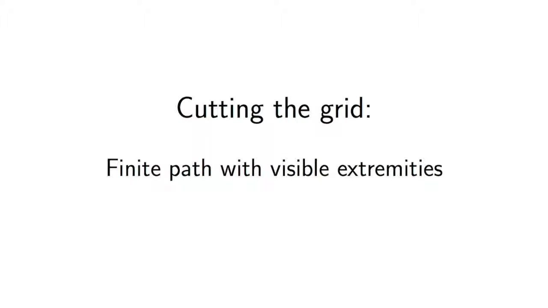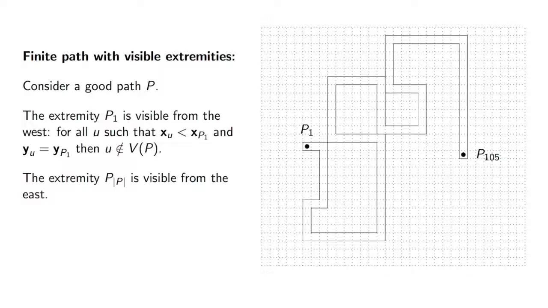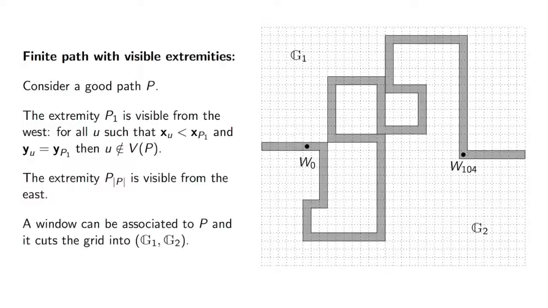It is possible to make several combinations of these cuts, but we present a specific kinds of combination using the visibility of the extremities of a finite path. This notion of visibility will be important later. Consider a finite path P. The extremity P1 is visible from the west. In other words, no position of the path has the same ordinate than P1 and a strictly lower abscissa than the one of P1. Similarly, the last tile of P is visible from the east.